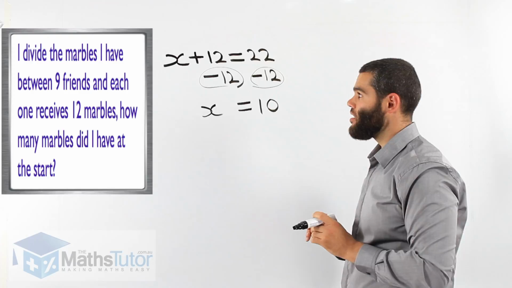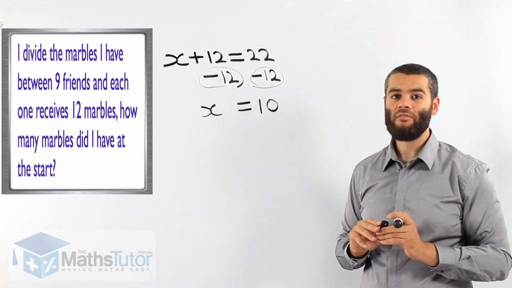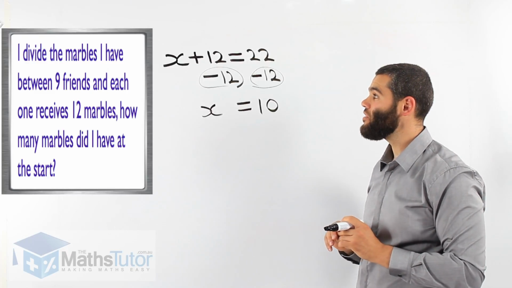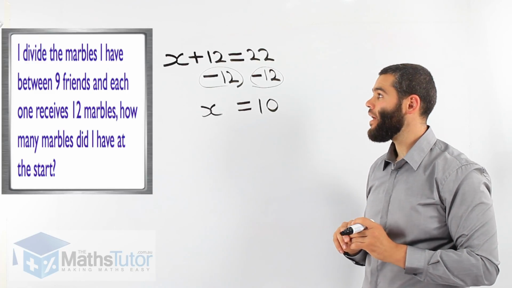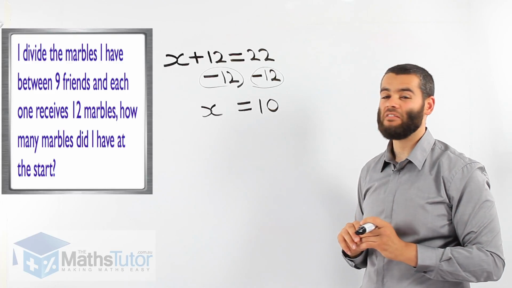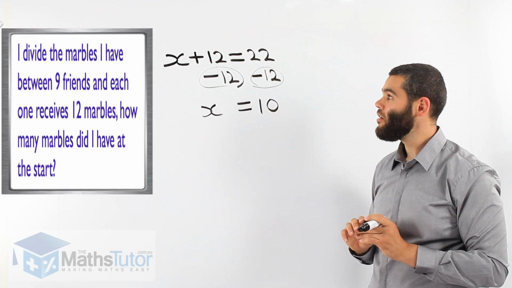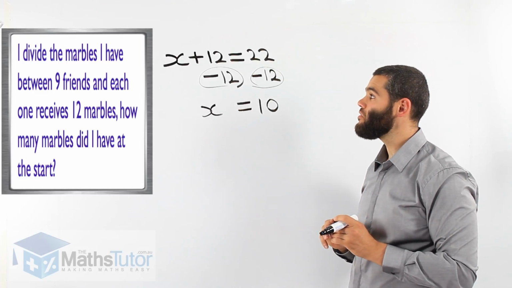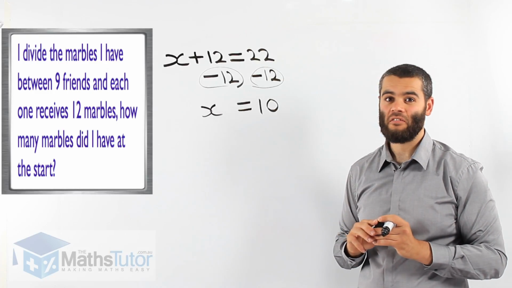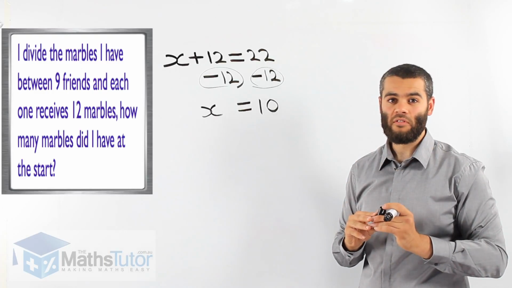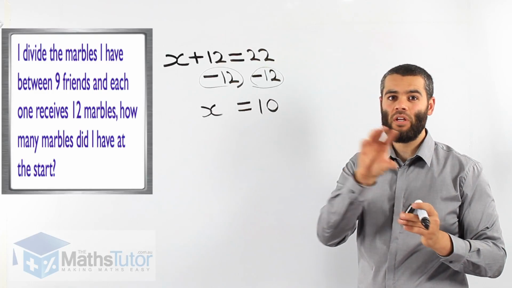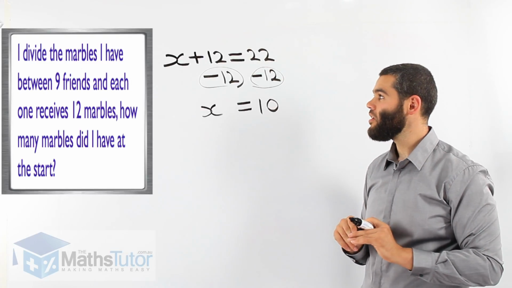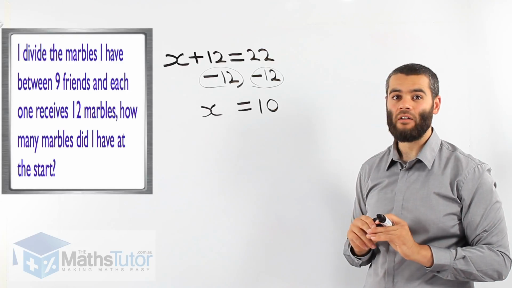It says, I divide the marbles I have between 9 friends, and each one receives 12 marbles. How many marbles did I have at the start? Well, I divide. So guess what? There's division involved. The marbles I have between 9 friends. So I have a lot of marbles, and I'm going to divide them between 9 of my friends. And each one is going to get 12. How many marbles did I have at the start?